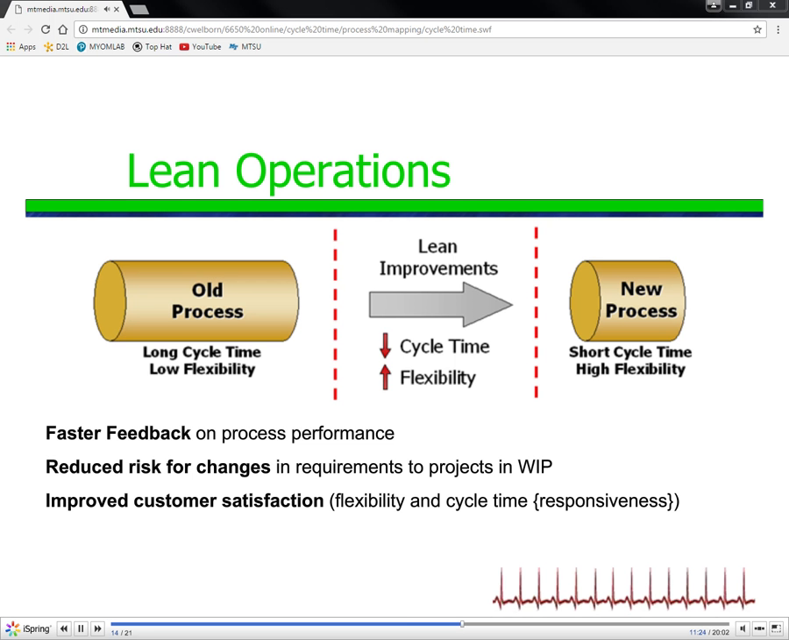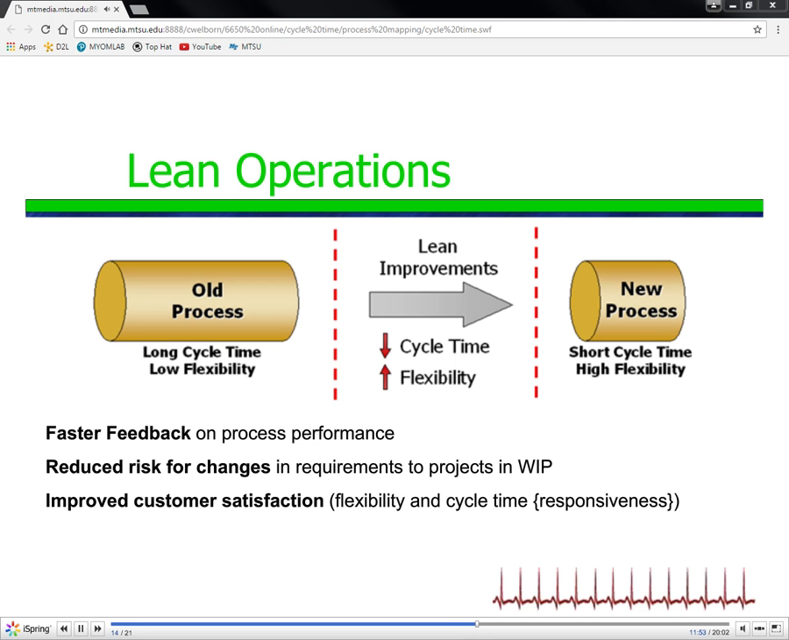So let's see what this does. We think about our current process that maybe has a lot of WIP in it. It would have a long cycle time because WIP is high. It would have a low flexibility because if I decide to make a change, I basically have to clear out everything that's in the system before that change can be implemented. And what Lean focuses on is trying to reduce that amount of WIP, so that makes our cycle time go down. We know that from Little's Law. And it also makes our flexibility go up because we're able to respond quicker.